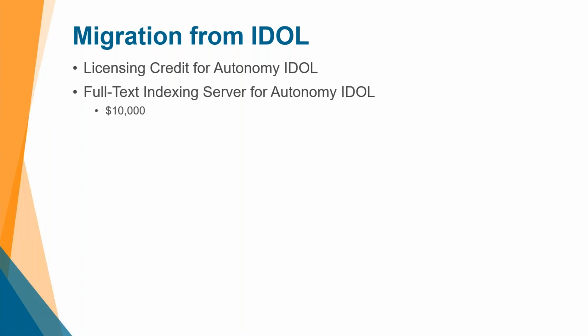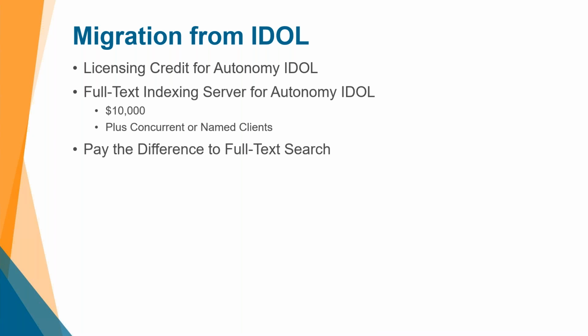you purchased. The full text indexing server for Autonomy IDOL retail price cost you $10,000, plus there was an incremental cost for X number of concurrent or named full text indexing clients for Autonomy IDOL. You effectively get credit for all that. You're just going to have to pay the difference to that $20,000 full text server component. Hence, you're going to have to work with your sales executive to figure out what that pricing is and get that written up within the statement of work.